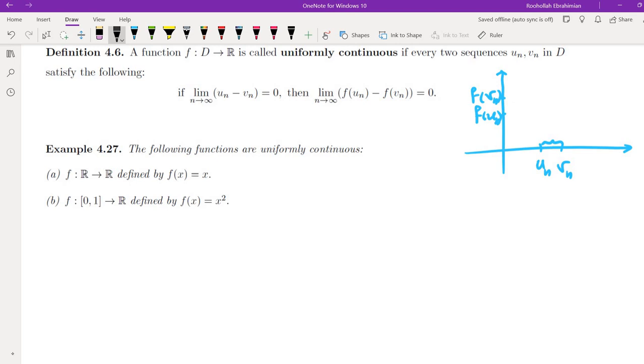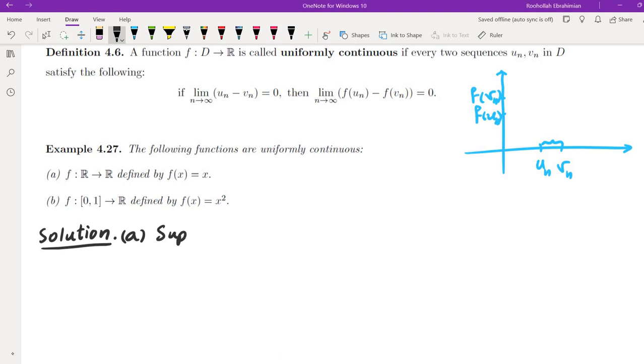So first, a couple of examples. If you look at the function from R to R defined by f of x equals x, we want to see if this is a uniformly continuous function. So what we want to do is this. We want to see what happens if un minus vn approaches 0. Can we deduce that f of un minus f of vn also approaches 0? And the answer is clearly yes, because f of un is un and f of vn is vn. So the answer is yes. The function is in fact uniformly continuous.